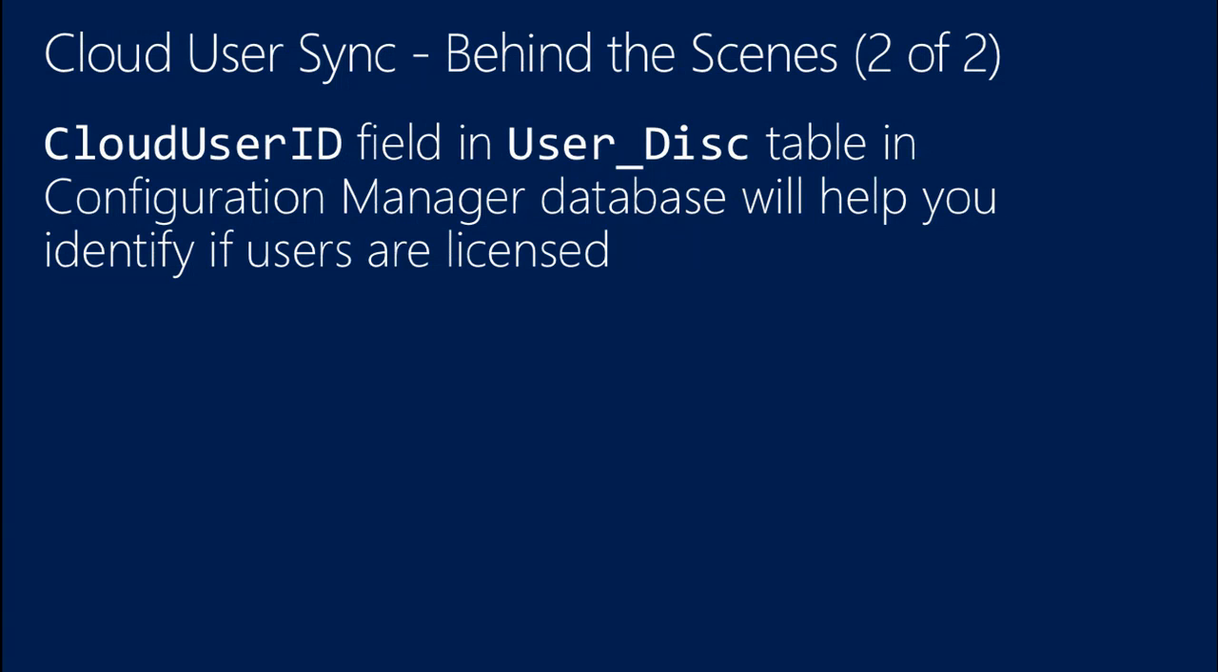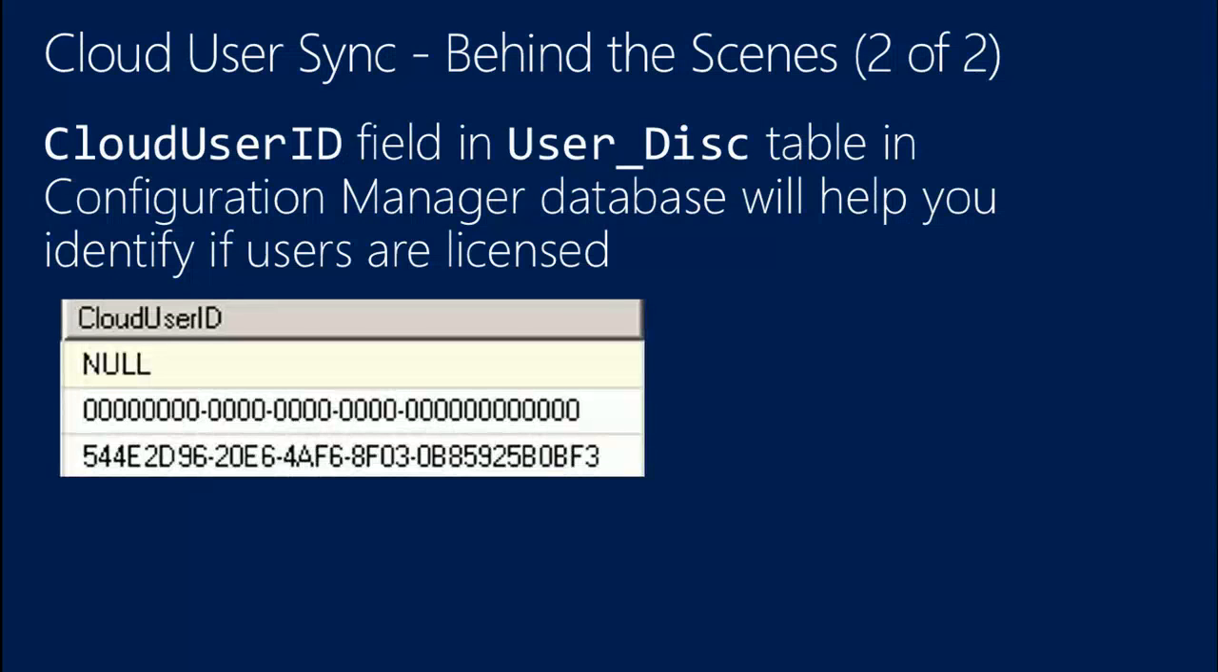So behind the scenes, we talked about the Cloud User ID field in the user disk table. This will help you identify which user is licensed. And this is something we're actually looking at, to build reports in our environment. So we can more proactively tell users that, hey, you're actually licensed to use. We don't want to be in a situation where somebody receives an email and automatically starts enrolling, even though we haven't added them to the collection. We want to be able to, at some point, maybe build a dashboard or some kind of report where people can proactively look and see if they're licensed to use this feature.